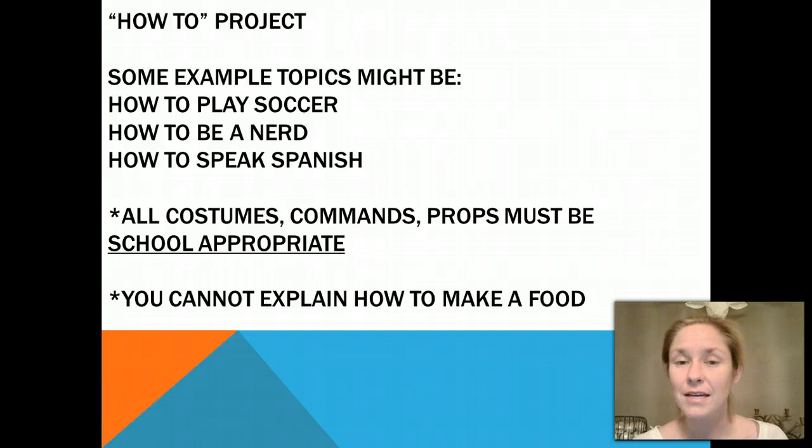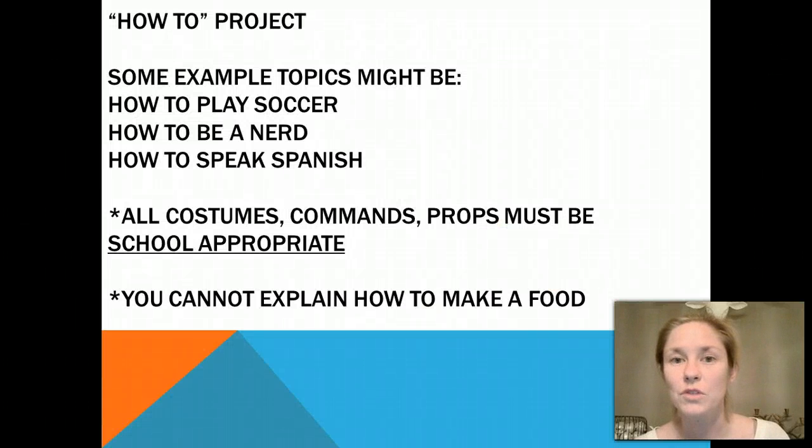And the last thing, but very important, please do not do a how-to project on how to make some sort of food, like how to make the perfect PBJ. We do not want food in this project. It is anything but food, because there is a food project later in the year, okay?